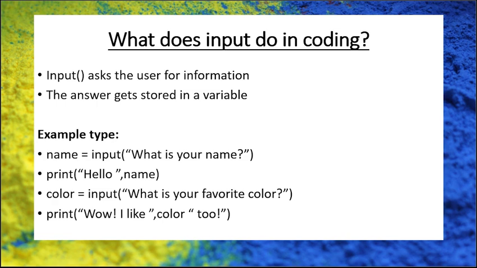What does input do in coding? Input asks the user for information. The answer gets stored in a variable. For example, you could type what's on my screen. You can pause the video while you type.